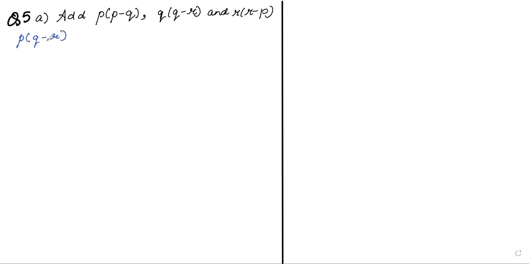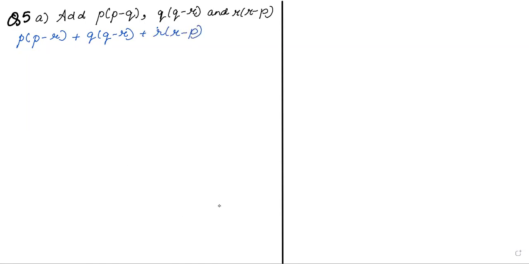Now question number 5, A part. Add P into P minus Q, Q into Q minus R, and R into R minus P. Now, put the sign of addition, P into P minus Q, plus Q into Q minus R, plus R into R minus P.